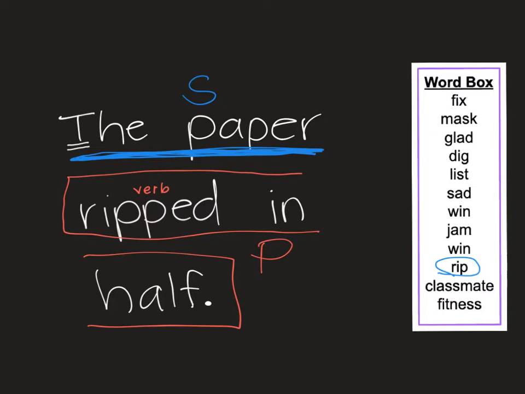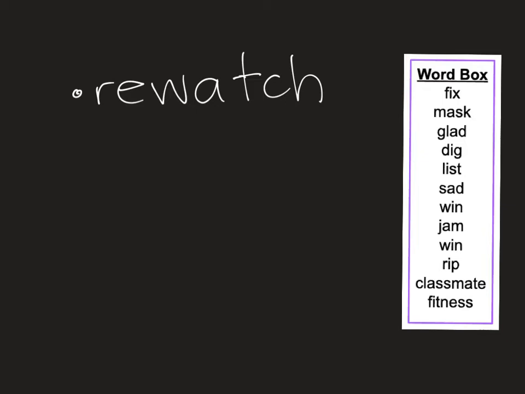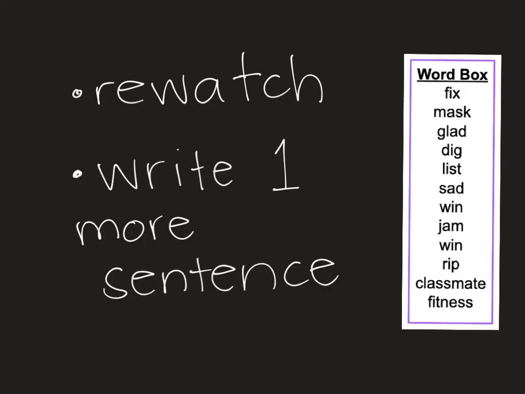So go ahead and watch this video again if you need more practice seeing subject and predicate. Then on your paper that you were writing on, write one more sentence using any of our spelling words. Underline the subject in blue, remember the naming part, and box the predicate, everything after the naming part, in red. Thank you, second grade.